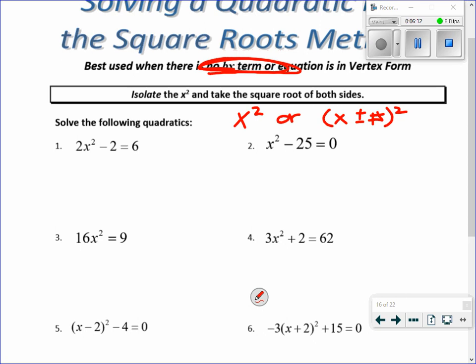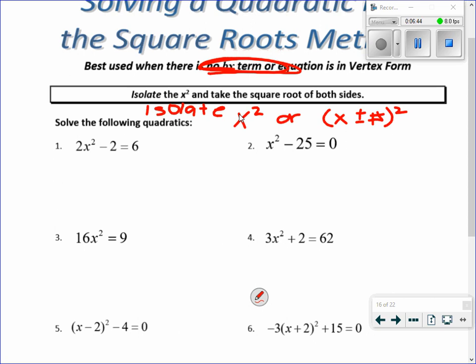And your first idea, like we just did in a few of those problems before, would be to isolate that first. So isolate the x squared, or that x plus or minus whatever number, that binomial squared, first. So let's check out question 1. Thinking that I'm getting that x squared by itself first, what would our first step be just to get that x squared by itself?